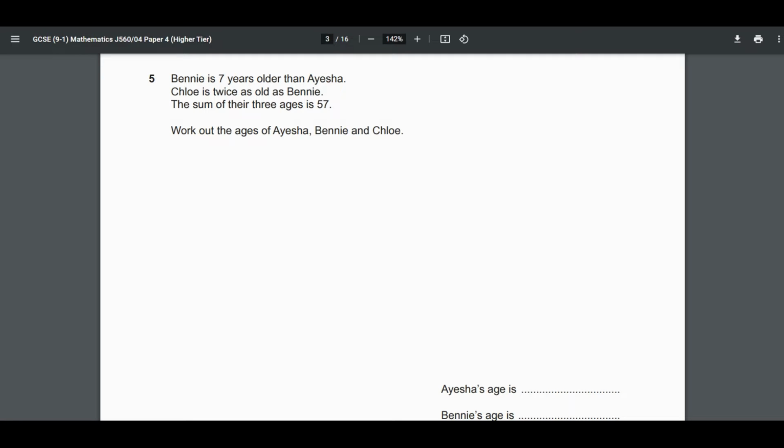Question 5. Benny is 7 years older than Aisha. Chloe is twice as old as Benny. The sum of their 3 ages is 57. Work out the ages of Aisha, Benny, and Chloe.